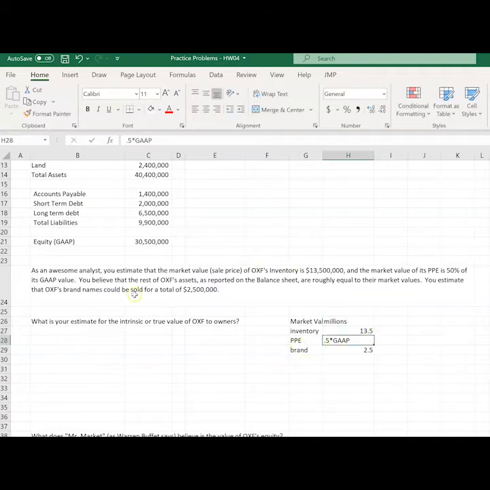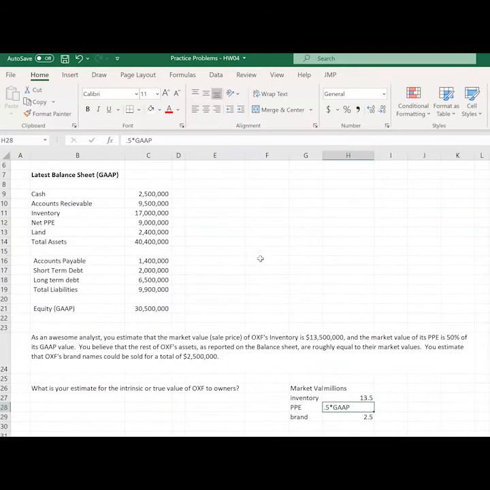So these are all assets, so we're going to go to the assets part of the balance sheet and find where it says PPE. Net PPE is $9 million. So we're going to change GAAP to 9, or hang on, put an equal sign there, and then 4.5. Okay, so this is our market value PPE. Now I've figured out what they're telling us here, so we'll look at the question.